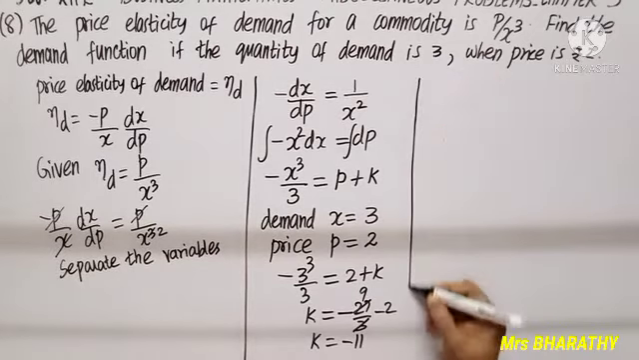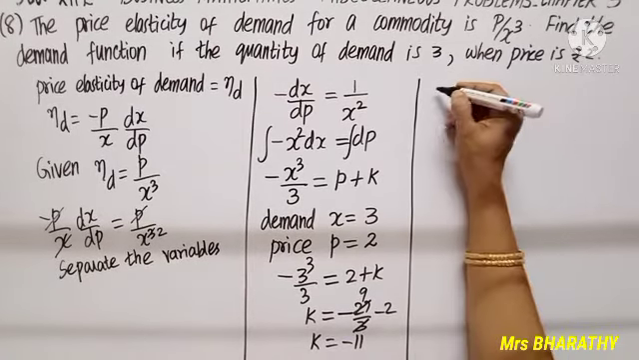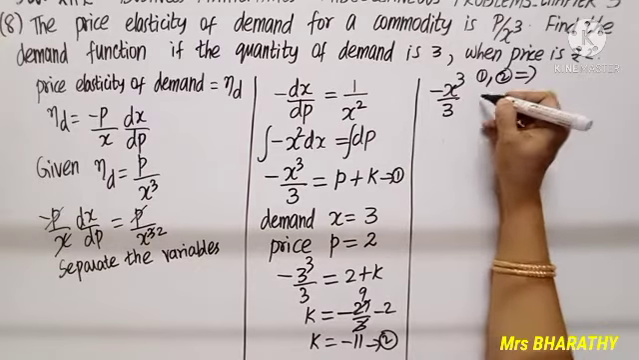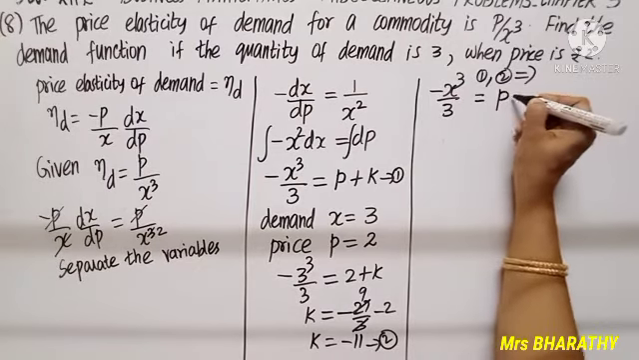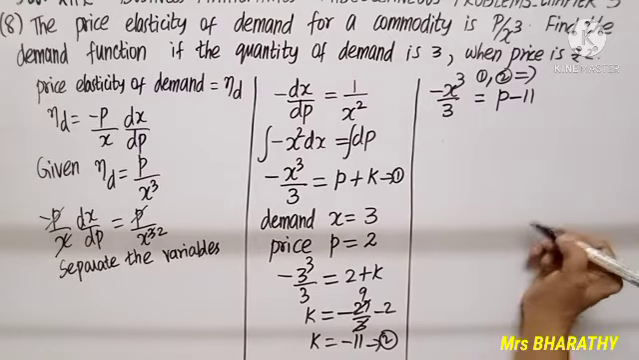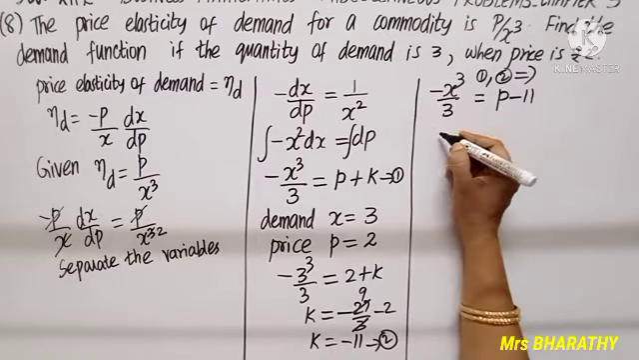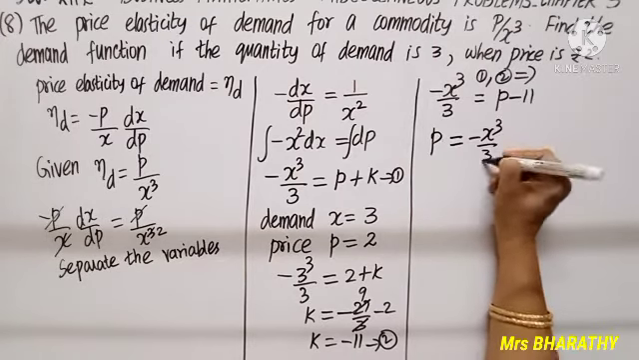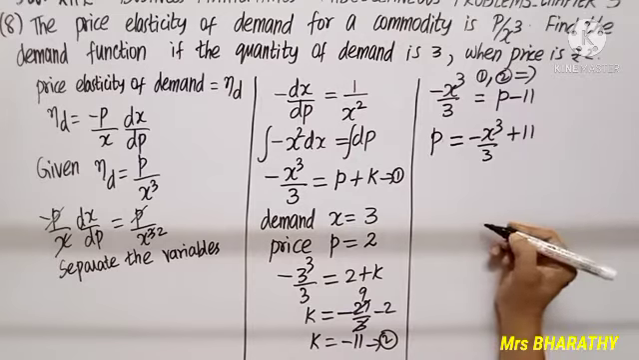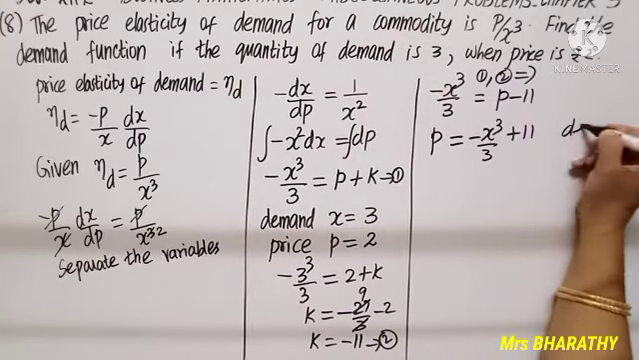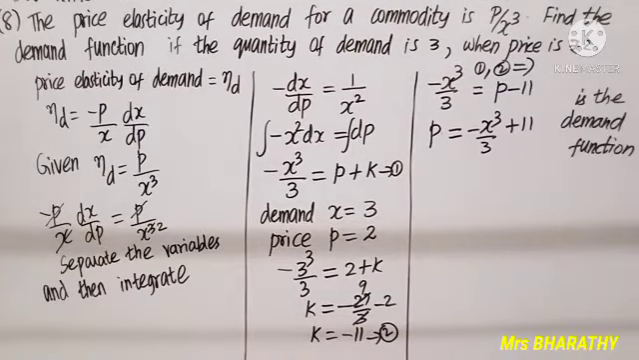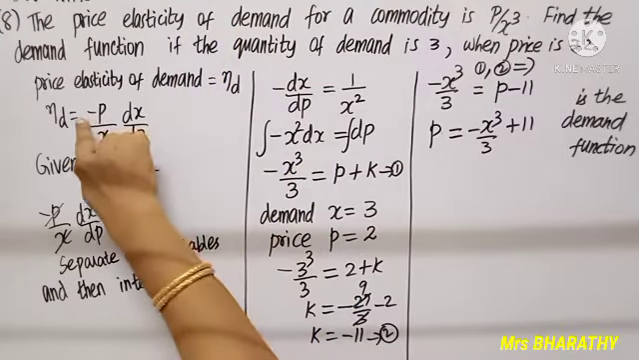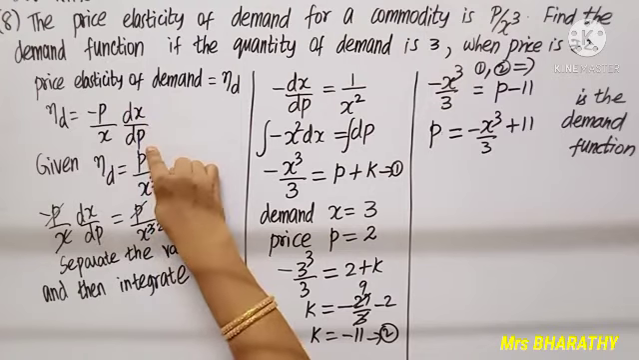Just substitute k value here. We get minus x cube by 3 equals p, k value minus 11. Bringing minus 11 to the other side, p equals minus x cube by 3 plus 11. So this we call demand function. Let us quickly glance through the problem. Elasticity of demand, we recall the formula minus p by x dx by dp.